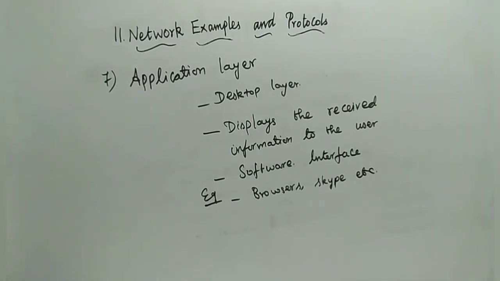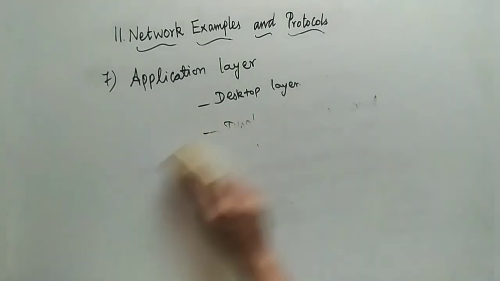So the application layer is also called your desktop layer. In this layer what is actually happening is it is going to display the received information to the user, and it is going to have all collections of software, and it acts as the interface. Clear with the layers that we have discussed by now?